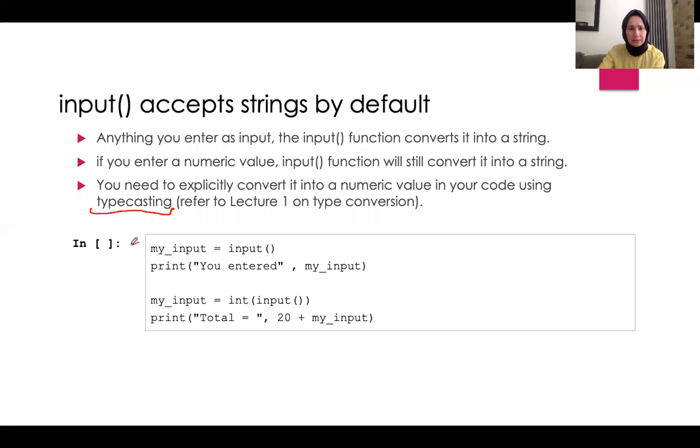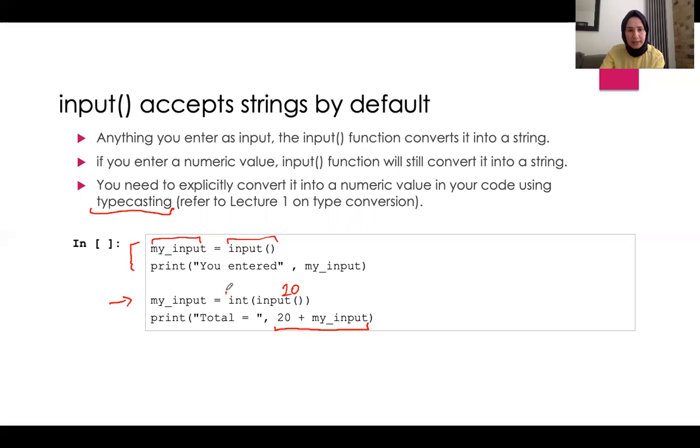In the first one, we are asking users for an input. Then we store the input in the my input variable here. Then we print the input here. In another example, again, we are asking users for an input. In this case, guys, as you can see, when we are printing, we are making an addition of 20 plus my input. If the user enters a number here, let's say the user entered 20, normally, guys, this will be treated as a string.